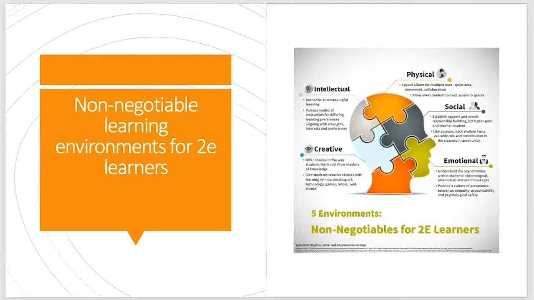What are the non-negotiables for 2E learners in different environments? You may see that there are 5 environments in this poster. I'm just going to start with any one because they're all equally important.